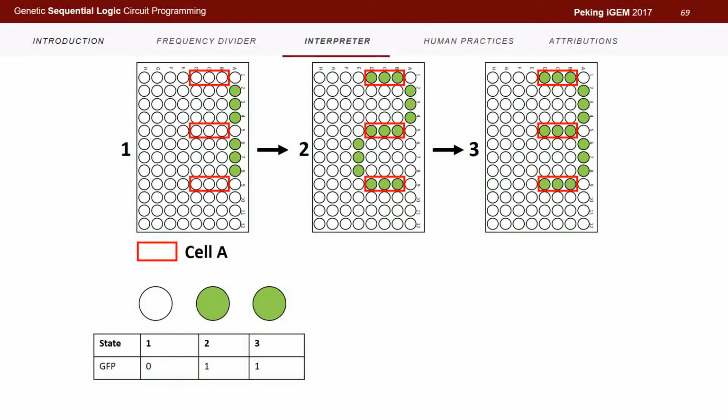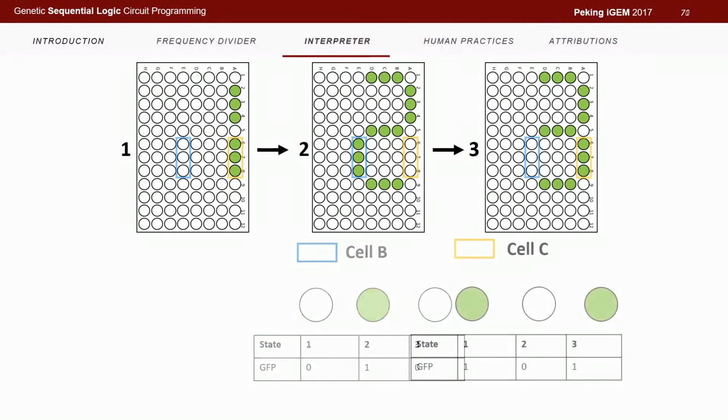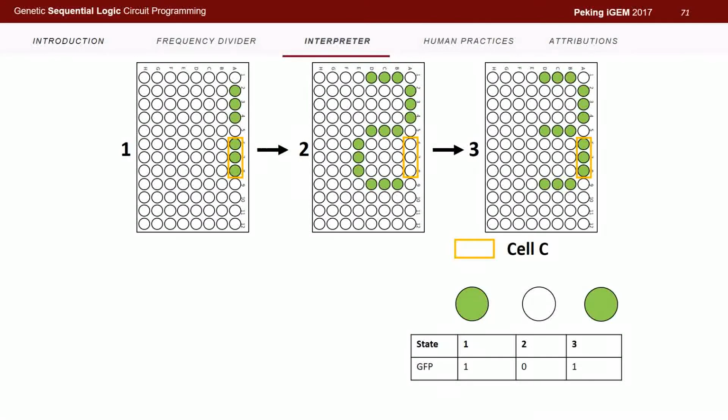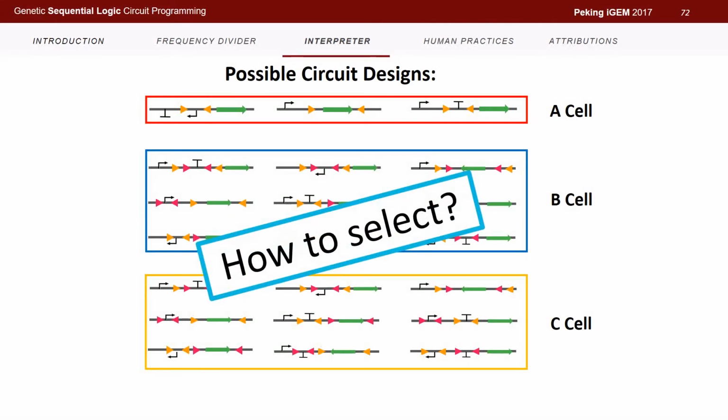Cell A shows a GFP pattern from 0 to 1, then to 1, and the fluorescence of cell B goes from 0 to 1, then to 0 again. C shows the pattern from 1 to 0 to 1 finally. We found that there are so many possible circuit designs for each of these 3 types of cells. It's difficult to design them manually and select the best one. So how do we design interpreter circuits for more complex sequential logic?